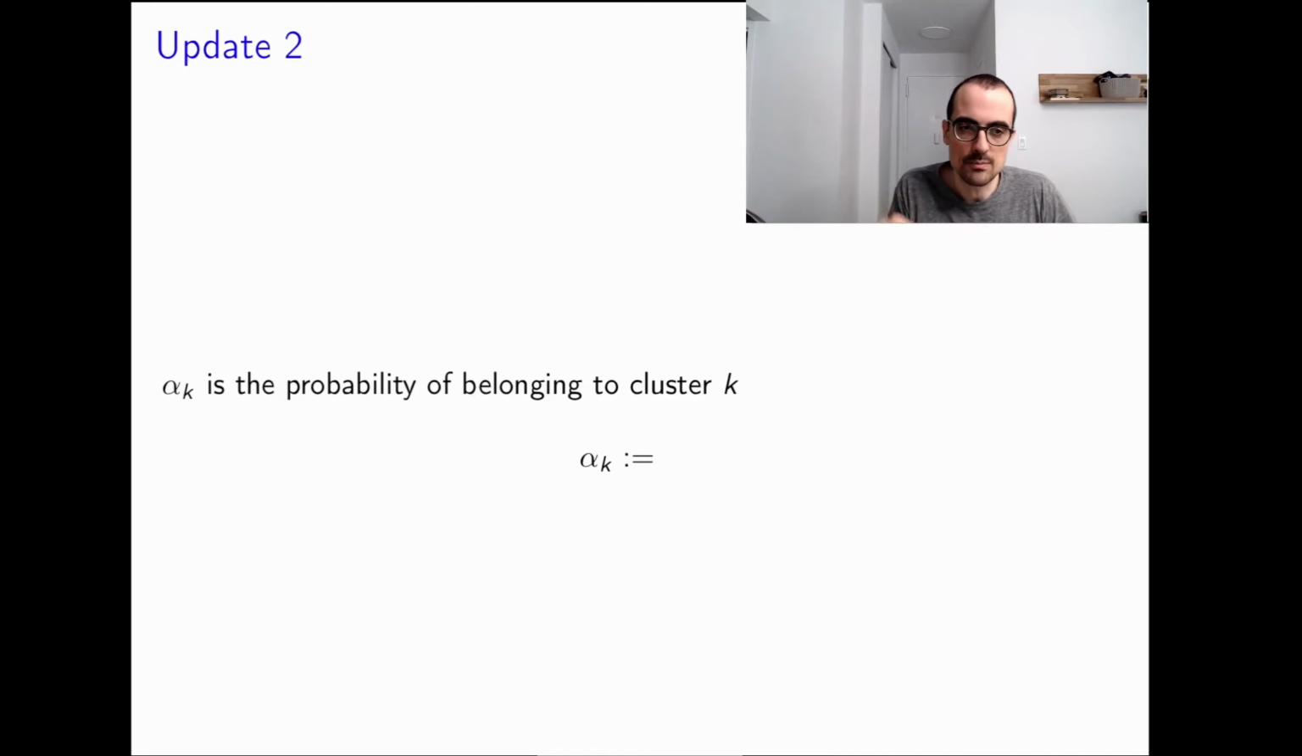So alpha k is the probability of any data point belonging to a cluster k. So if we knew the assignments to the classes, what would we do? We would just set alpha k equal to the fraction of points in class k. We don't have that. But if we know the membership probabilities, we have the effective number of points in each class.